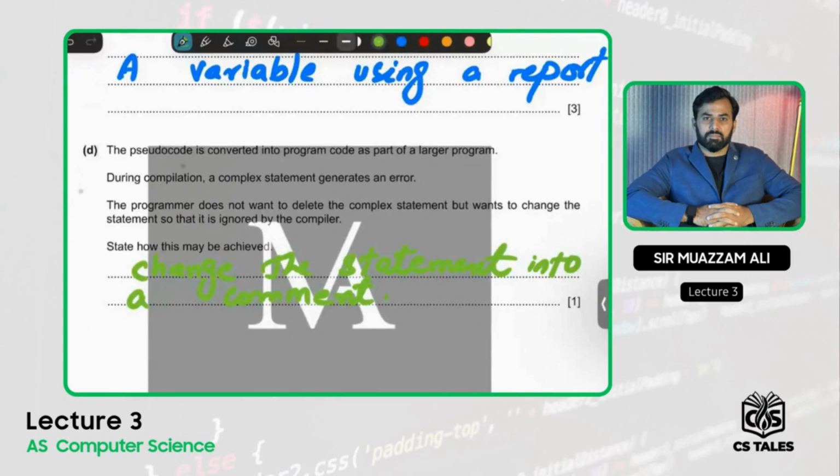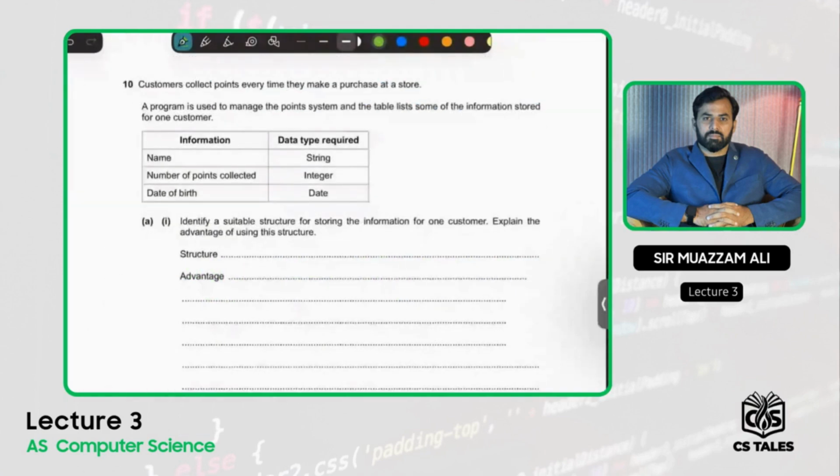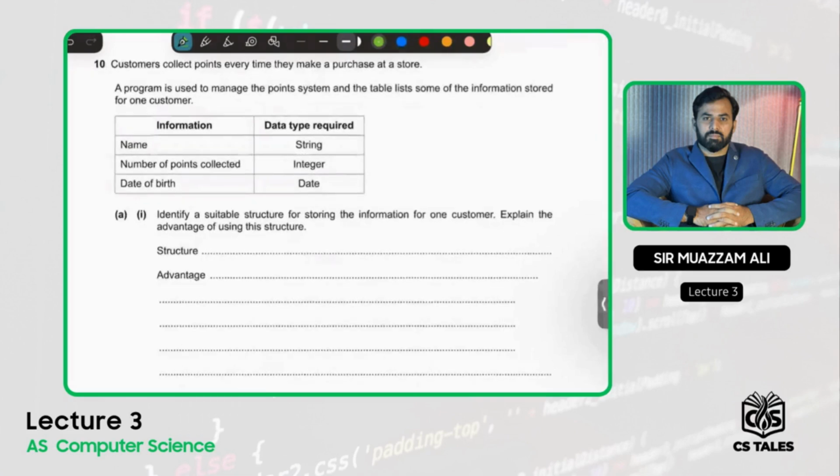So a customer collects points every time they make a purchase at a store. A program is used to manage the point system, and the table lists some of the information stored for the customer. For the customer's information stored, you basically identify a suitable structure. So this is the structure of a record.